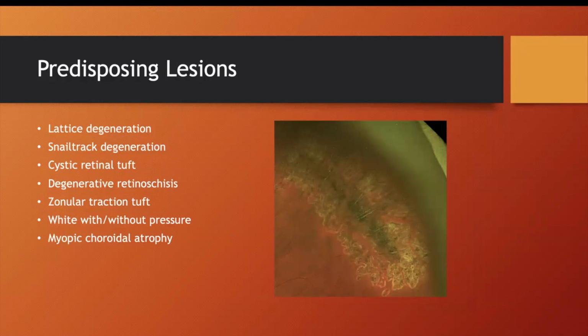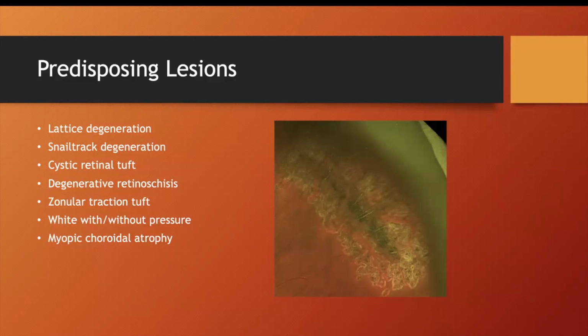Basically, if you have lattice degeneration, you're looking at approximately a 1% lifetime risk of a retinal detachment. But interestingly, if you flip the statistics, if you're looking at patients with retinal detachment, about 40% of them will actually have an area of lattice. And that's why patients who have retinal detachment surgery will then have an area of lattice that's being treated, even if there isn't a break.